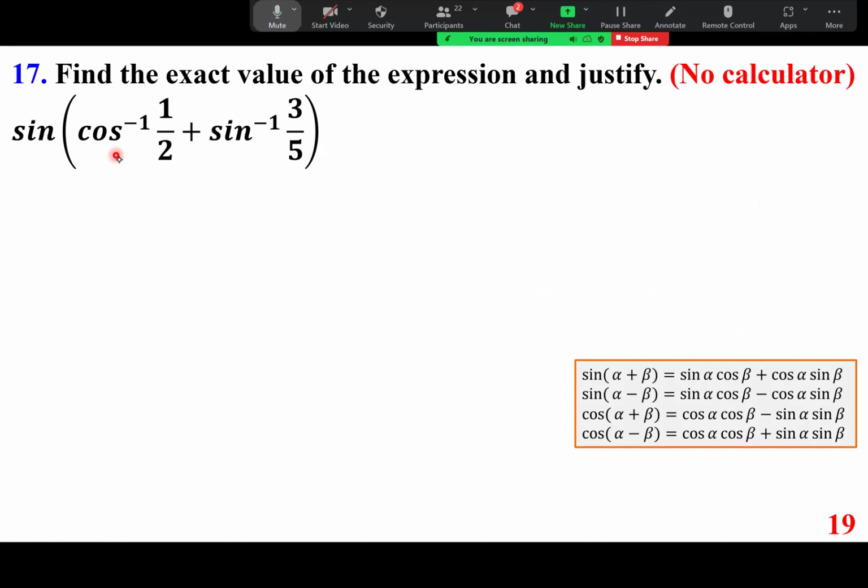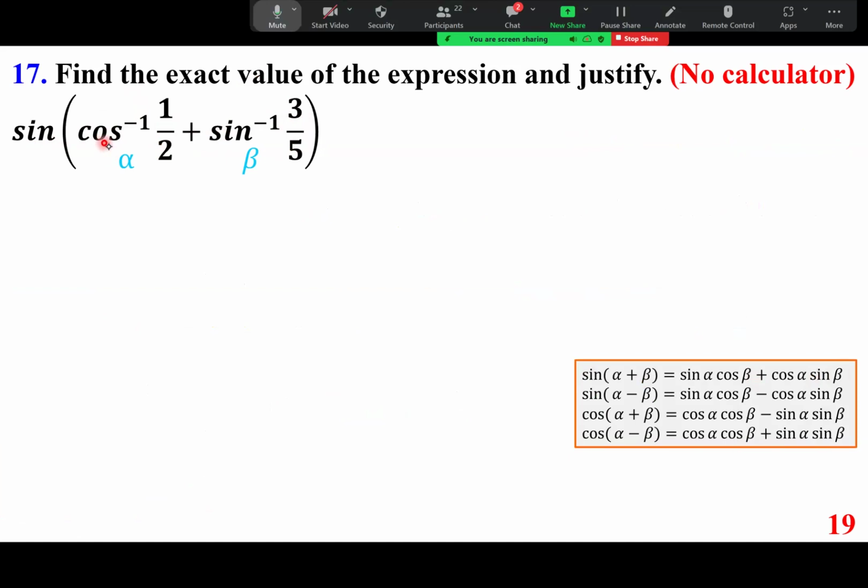Sine of cosine inverse of 1/2 plus sine inverse of 3/5. It's important to understand this is an angle. Let's say alpha. This is an angle. Let's say beta. So we want sine of alpha plus beta. That's what we are looking for, which we are going to use this formula. So let's look at what we have.